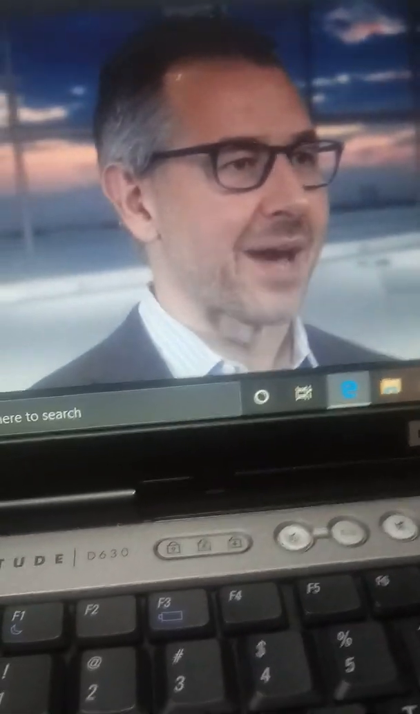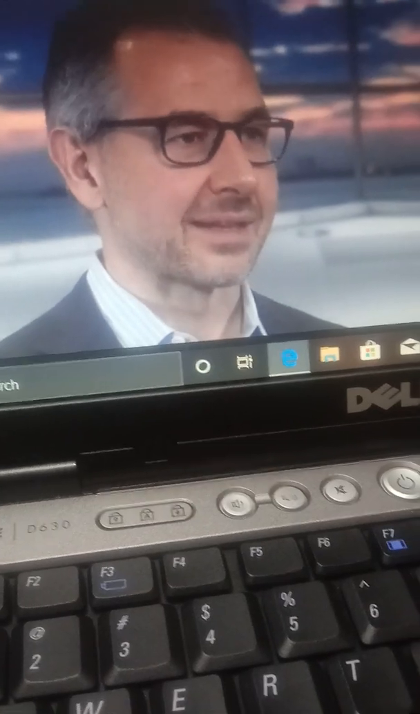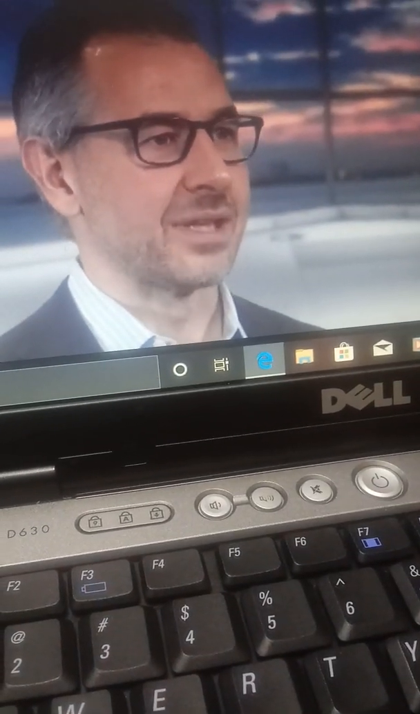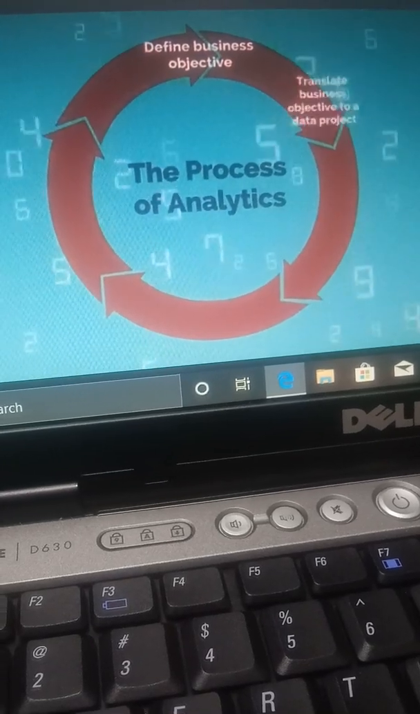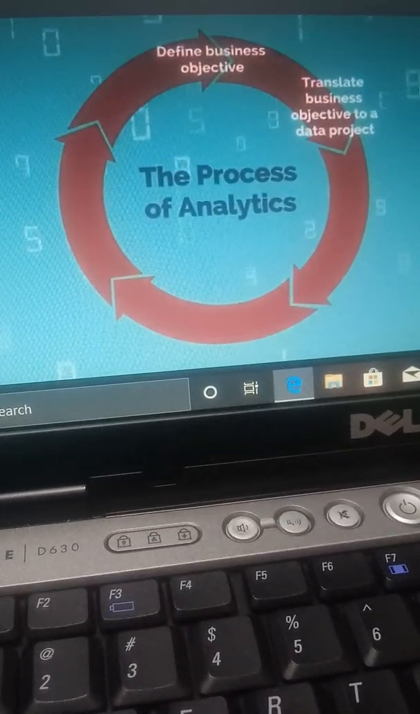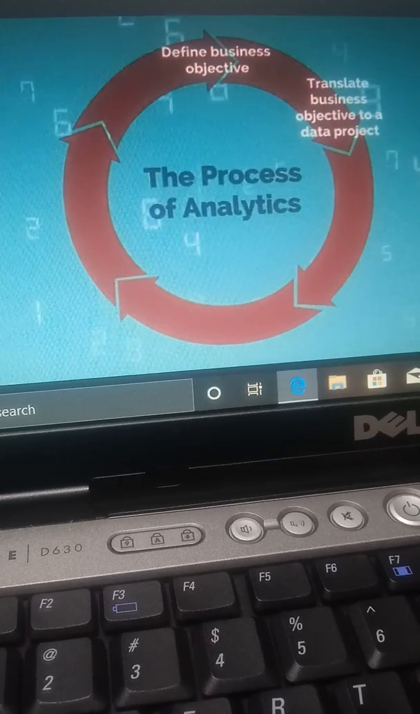When in doubt about whether we are proceeding in the right direction, we should always be referring back to this objective and asking whether our data strategy can provide a good answer. The next phase of the process translates this business objective into a data-driven decision-making project.